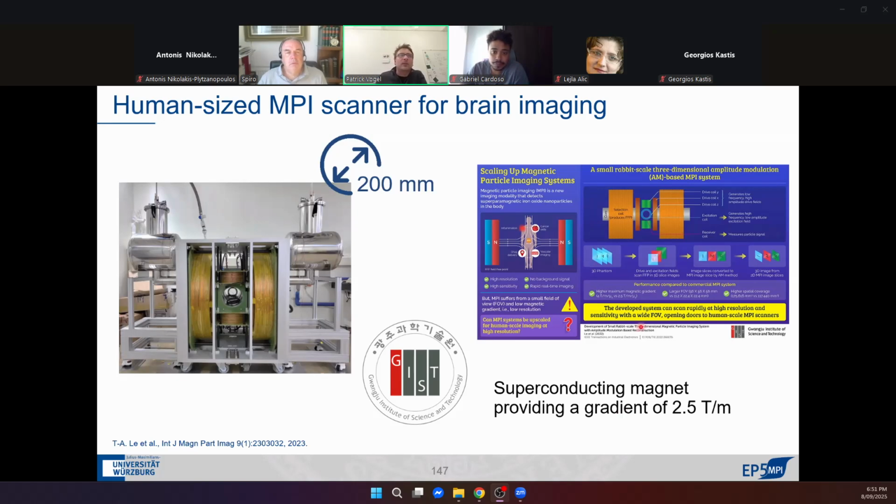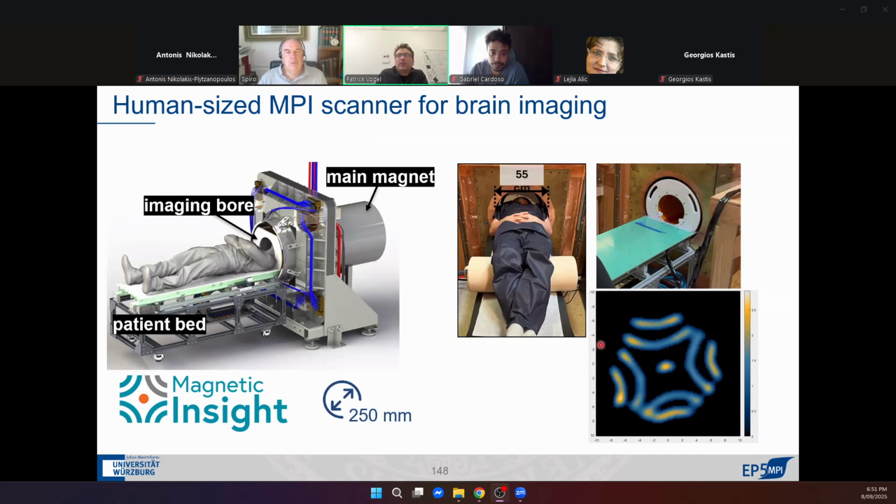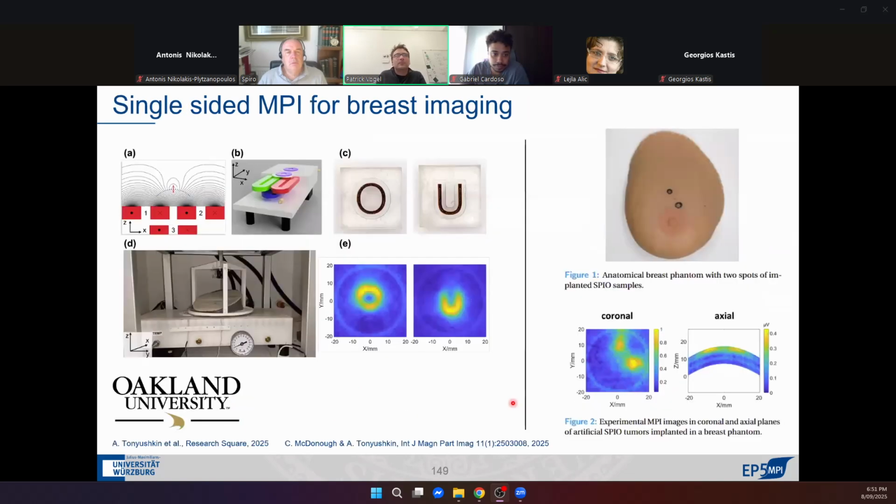It's really, really interesting. And there's another spin-off from the Berkeley group, Magnetic Insights. They're building also a head scanner. It looks like this. And from the Oakland University, from Alexei, they are building a single-sided system, which can provide you a much better handling of the field of view, of course.